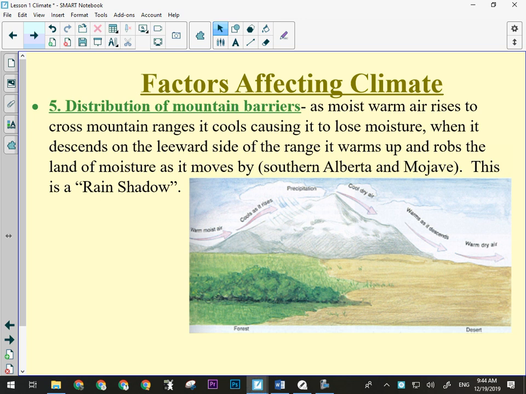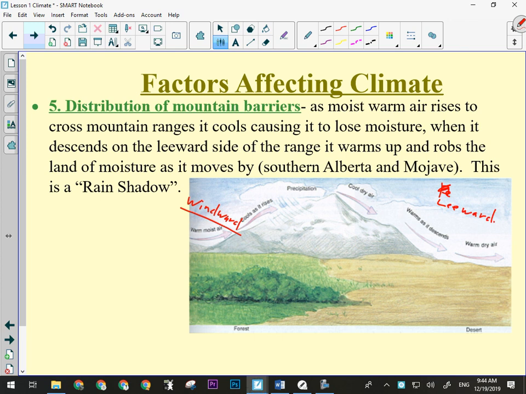Okay? And the reason for that is, as that warm, moist air hits the mountains, it gets pushed up, okay? And the temperature goes down. And so a lot of the moisture that's in that air condenses and falls as rain on what we call the windward side of the mountains. Okay, so this is the windward side. This is what we call the leeward side. Okay, we're in the lee of the mountains.